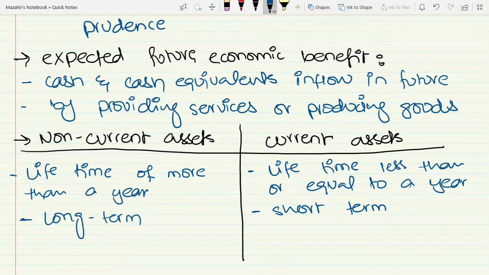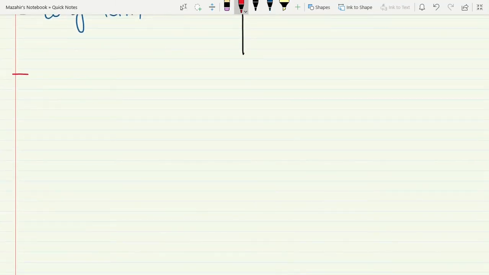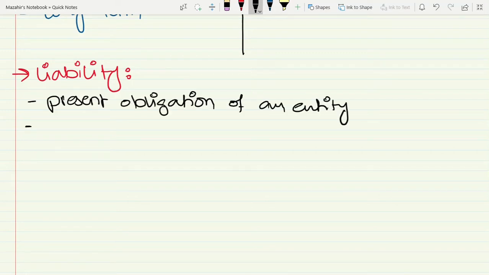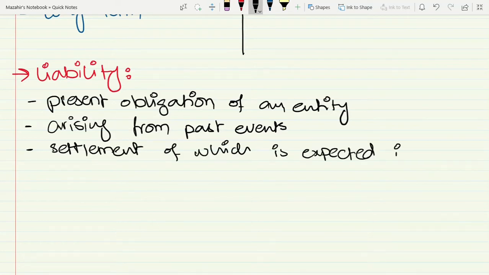For now, we have discussed what an asset is, and we broke the definition into three parts and clearly understood what each part meant, and then we discussed non-current assets and current assets. Now we will move to the second concept that we discussed earlier, which is liability. As we did for the asset, we will break down the definition into three parts. A liability is a present obligation of an entity that arises from past events, and the third part, settlement of which is expected to result in an outflow of resources embodying economic benefits.